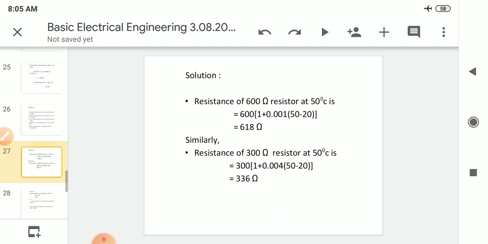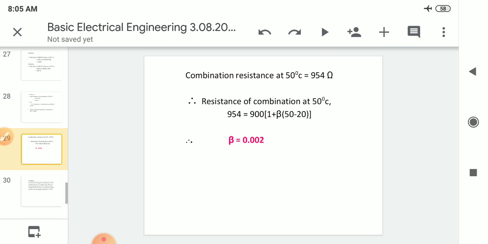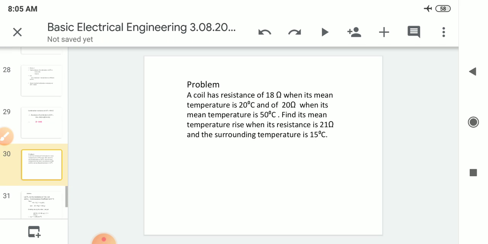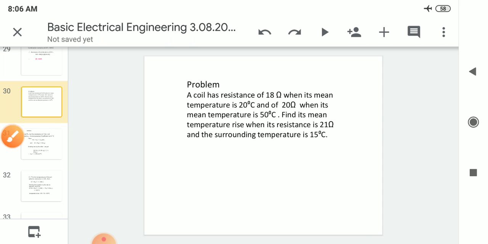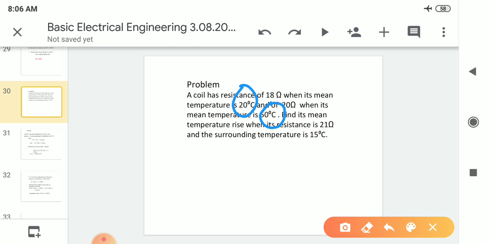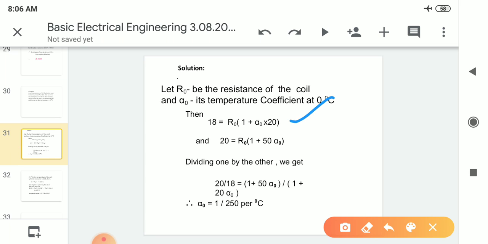Here also, same model. Here also, same. They are given at 20 degrees centigrade and 50 degrees centigrade. They want the value at 15 degrees centigrade. We are writing the equation for this. Let's see. We are writing the equation for the temperature at 18 degrees and the temperature at 20 degrees and 50 degrees.